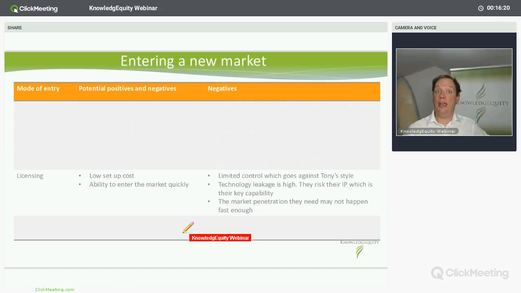Licensing, great. Low setup costs. Someone else is going to make this damn product and they're probably going to distribute it and I'm going to get a cut. I'm giving them the rights to do it. Ability to enter the market quickly. Why would you not go down this path for Go Gear?